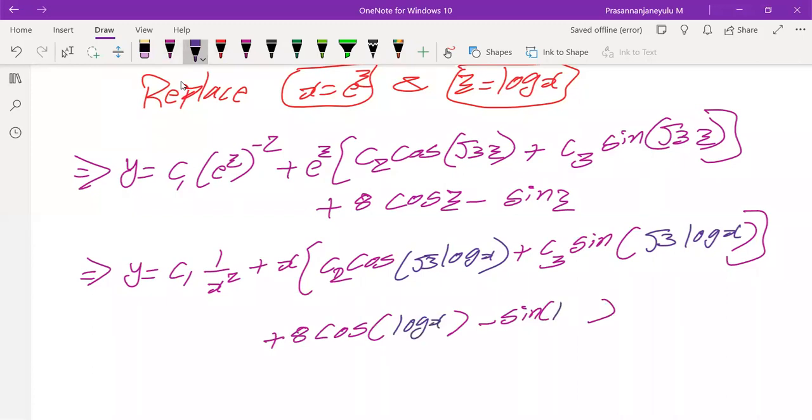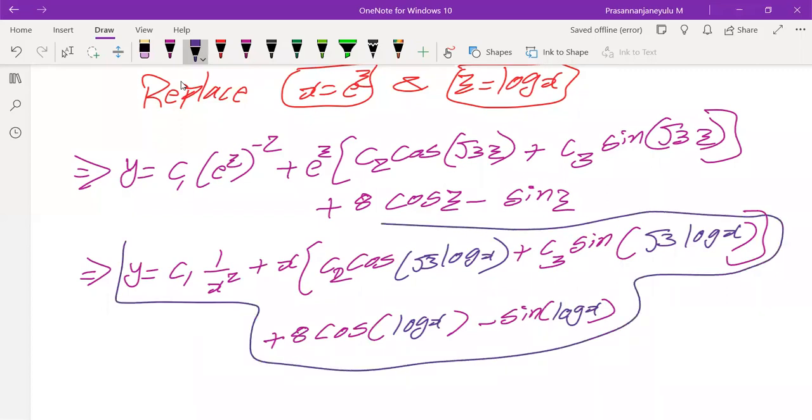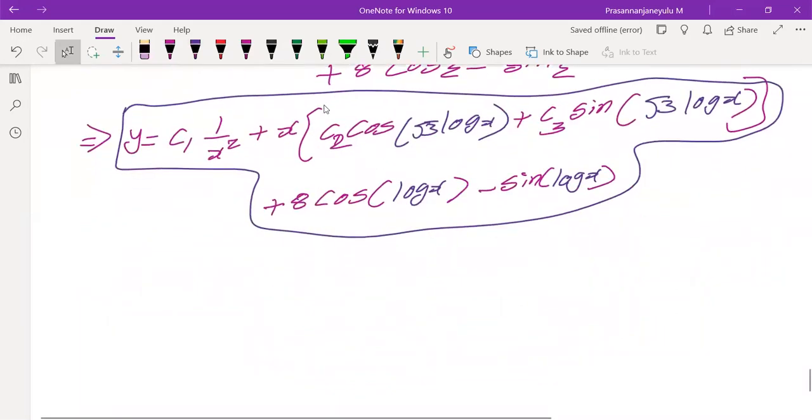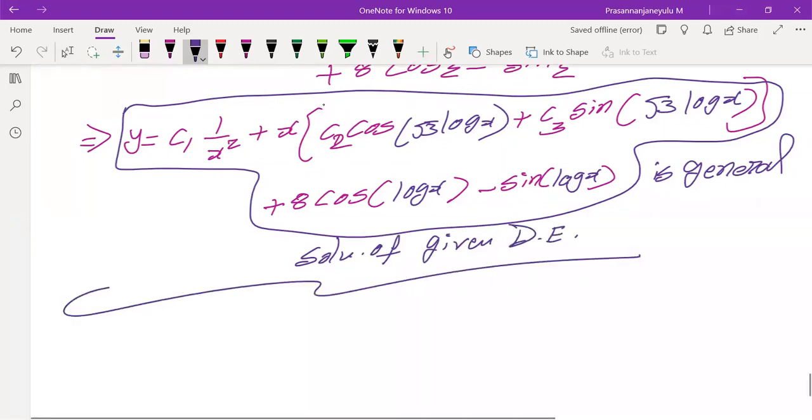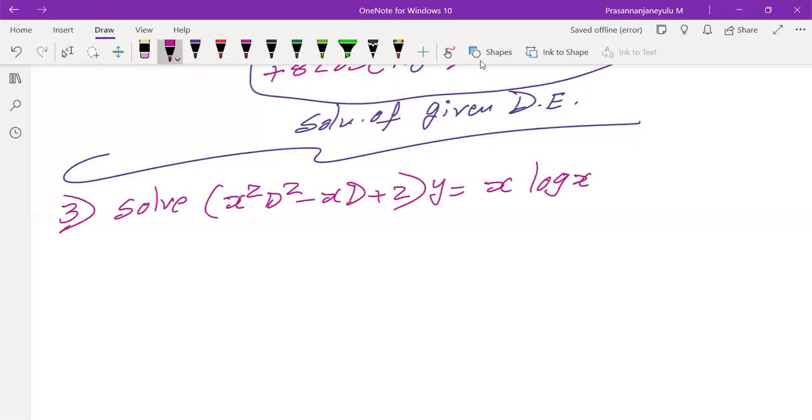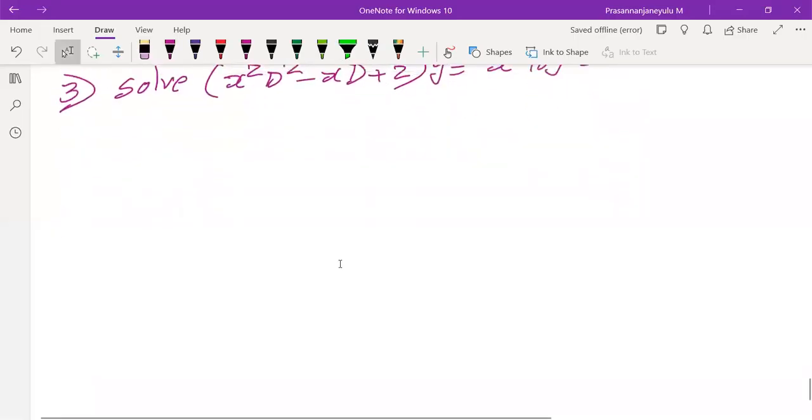So this is a small solution. Not small, I am giving it in the reverse direction. Means it's a big solution, but shall we find this solution using our previous procedures? No. This is the general solution of the given differential equation. Clear? This is the process. So this is the given problem.